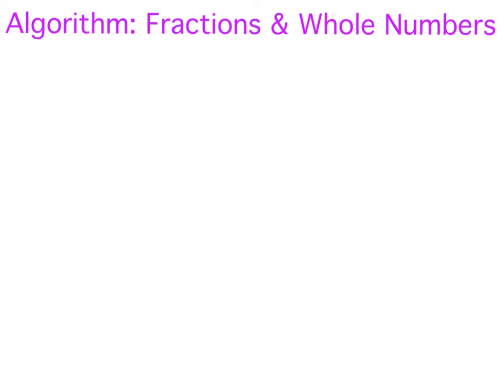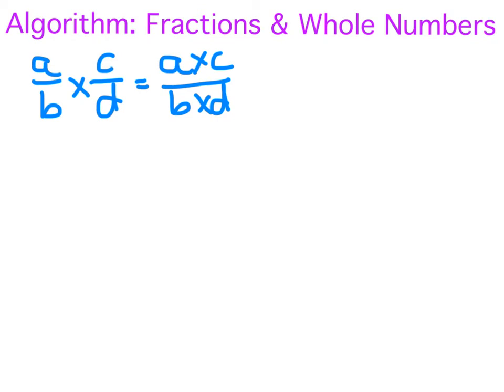Finally, let's look at the algorithm for multiplying fractions and whole numbers. First, let's think back to our last video where we looked at this number model. A over B times C over D equals A times C over B times D. How can this possibly apply to multiplying fractions and whole numbers?